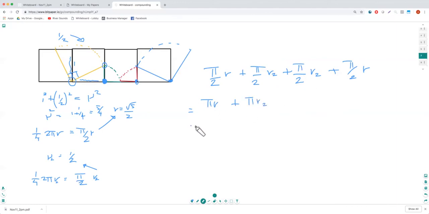And you already know what r and r2 are. R is right here, so you've got pi times square root of 5 by 2. And then you've got r2, which is half, and that's here. And then you can just factorize it or bring out the half, and you've got pi by 2 times square root of 5 plus 1, and that's what you need.